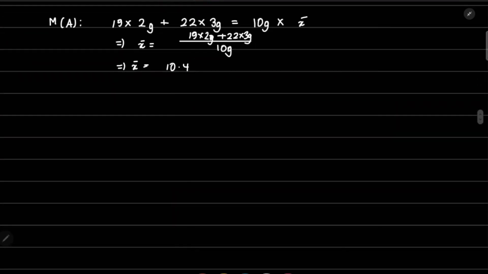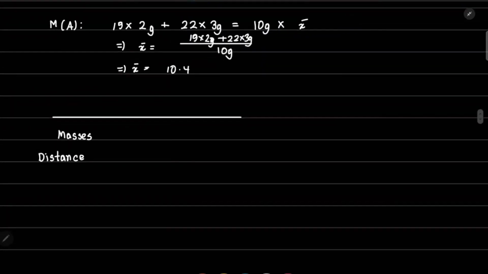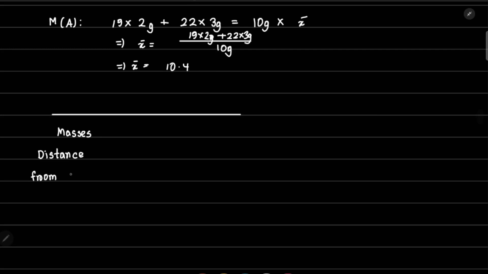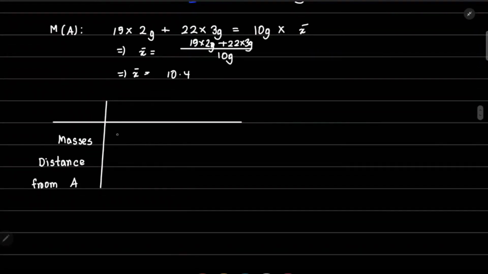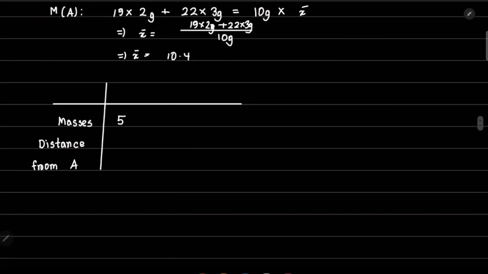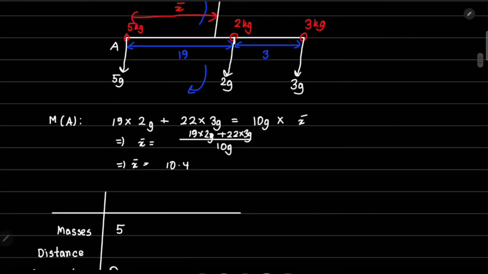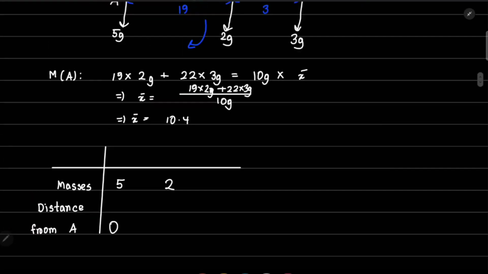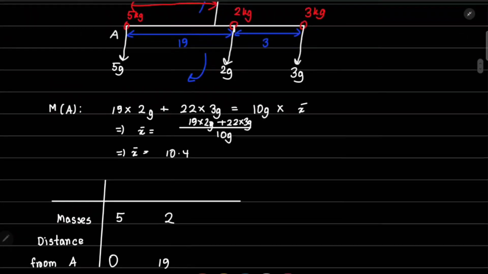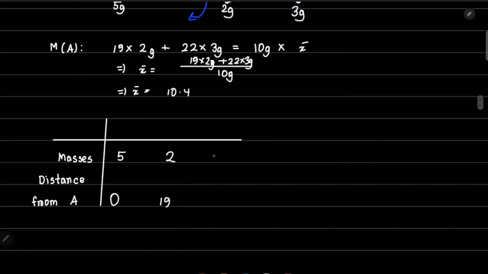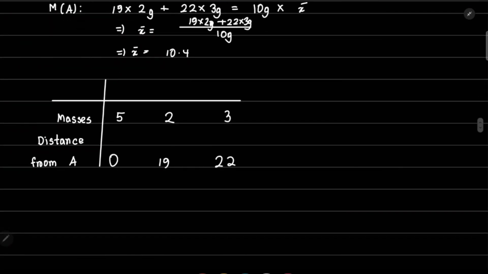Now a better way to organize this would be to use a table. So on the table we write down the masses and the distance from the point we want to find out. In this case we wanted the distance from A, so we'll write down distance from A over here. Now for the first mass, this was 5 and the distance was 0. For the second mass, the mass was 2 and the distance was 19, and for the third mass, the mass was 3 and the distance was 22.